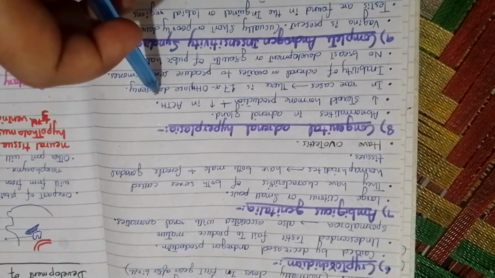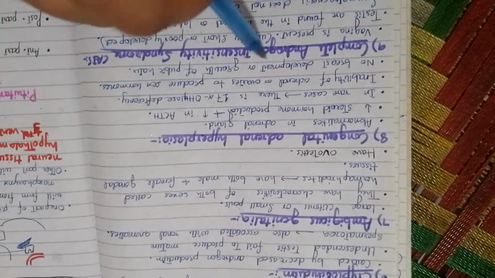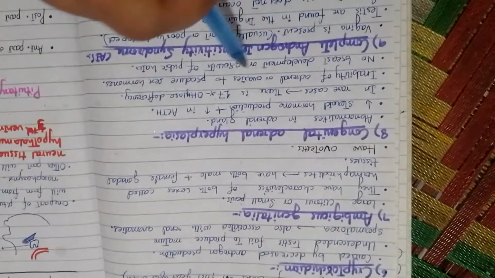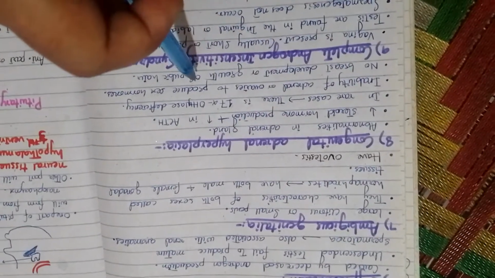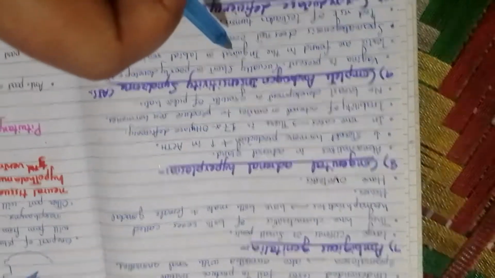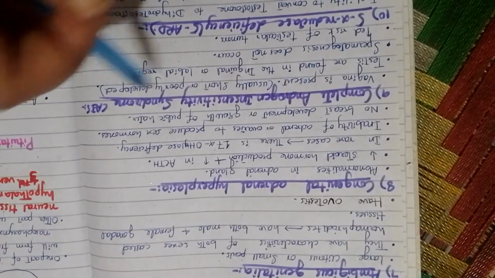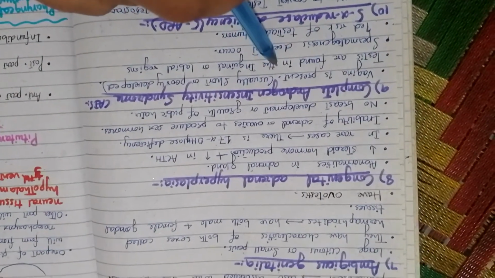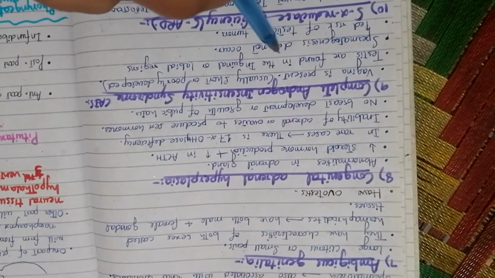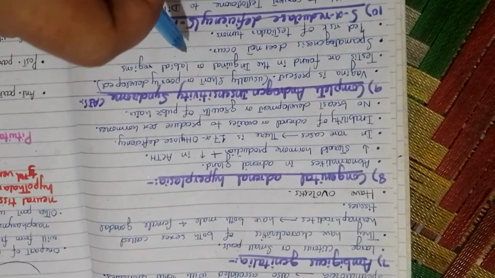In rare cases, there is also 17-alpha hydroxylase deficiency, and the inability of the adrenal gland or the ovaries to produce sex hormones; no breast development or growth of pubic hair occurs in this condition. Next is complete androgen insensitivity syndrome, CAIS. In this condition, the vagina is present, usually short or poorly developed. Testes are found in the inguinal or labial region. Spermatogenesis does not occur, and there is an increased risk of testicular tumors.